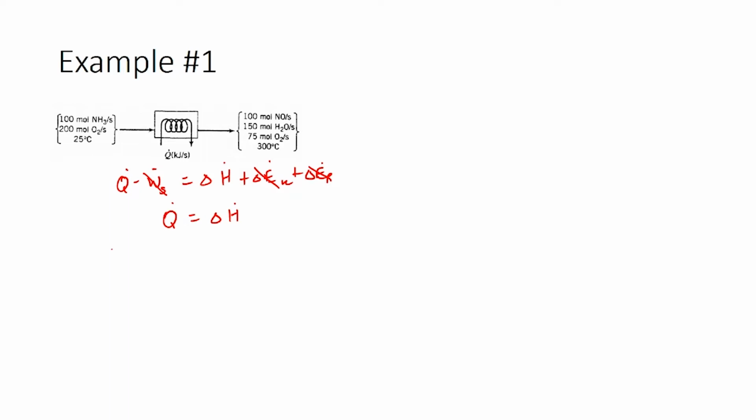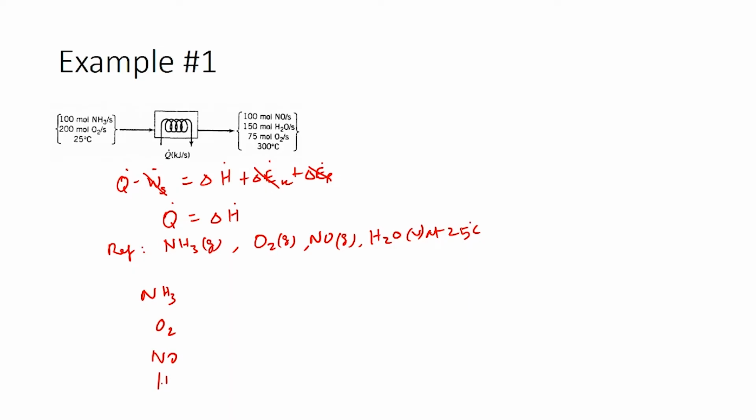Let us look at the reference states first. The reference state would be ammonia gas, oxygen gas, nitric oxide gas and water vapor, which are all the components as they occur in the reaction at 25 degrees Celsius and 1 atmosphere. Let us not worry about the pressure here because it is at constant pressure. So, the components involved are ammonia, oxygen, nitric oxide and water. Let us now build the enthalpy table.